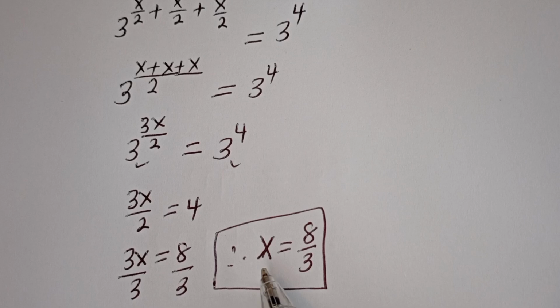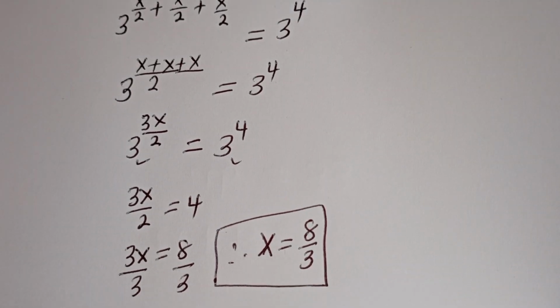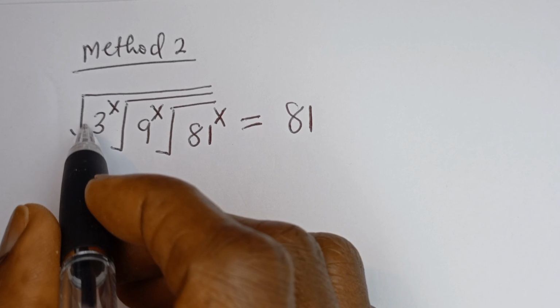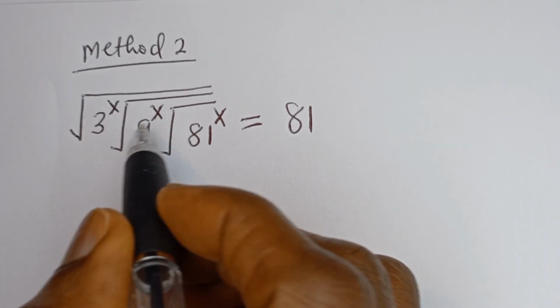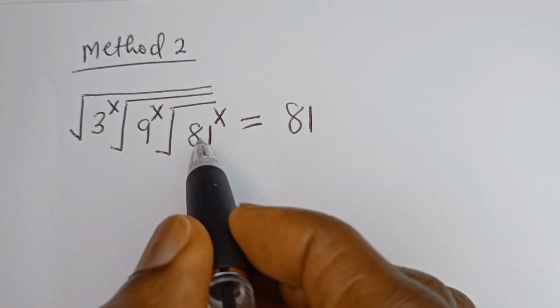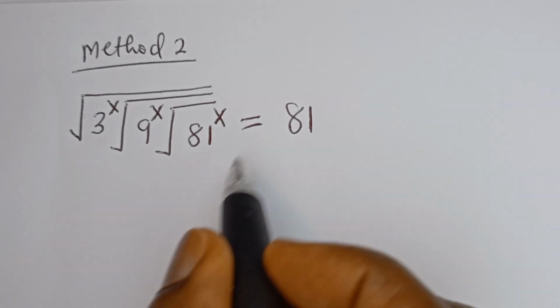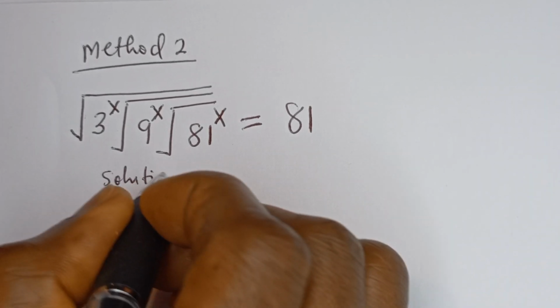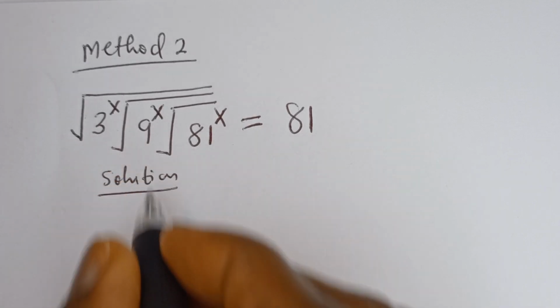So let's consider the second method and see if we are going to get the same answer. Here we have the square root of 3 to the power of x, square root of 9 to the power of x, square root of 81 to the power of x is equal to 81. Solution: we can square both sides of this equation.